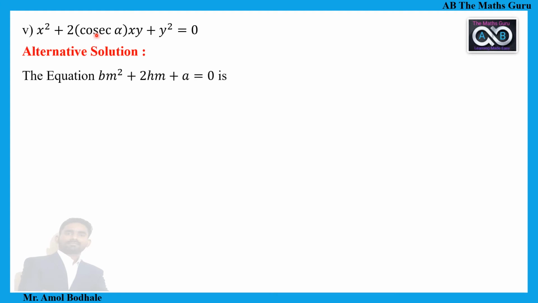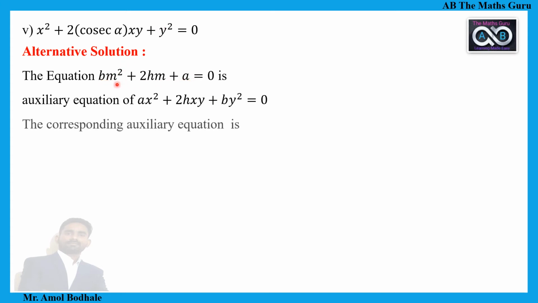Let's see. To factorize this equation, we will use the auxiliary equation. As we know, the equation bm square plus 2hm plus a is the auxiliary equation of ax square plus 2hxy plus by square equal to 0. If we compare this equation with the given equation, we get a is 1, 2h is 2 cosec alpha and b is 1. We will put these values of a, b and h here. We will get the corresponding auxiliary equation, which is m square plus 2 cosec alpha m plus 1 equal to 0.